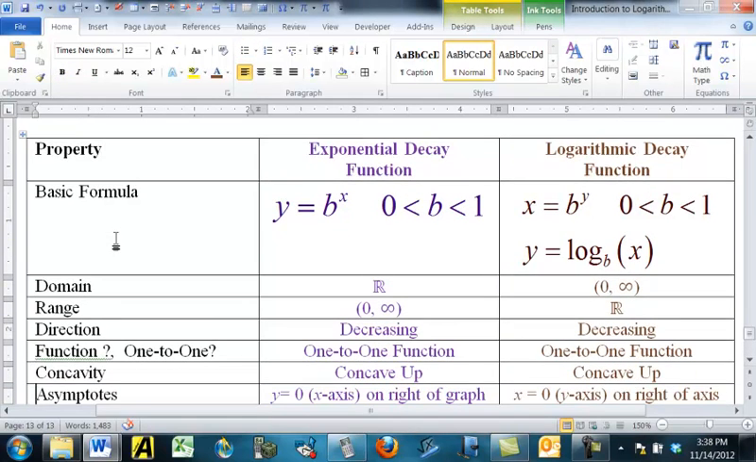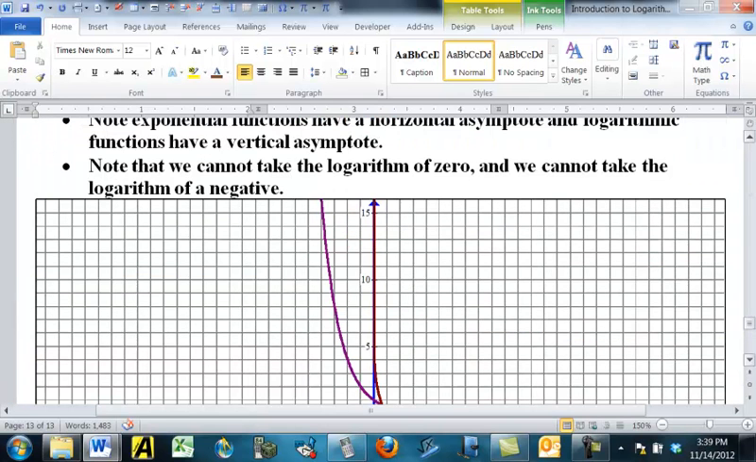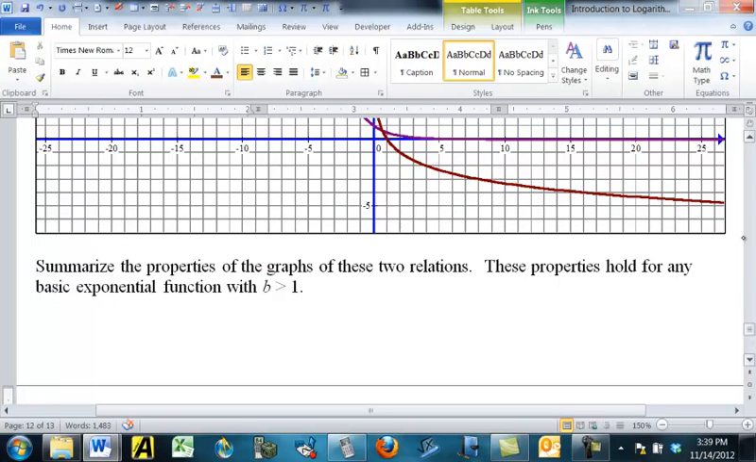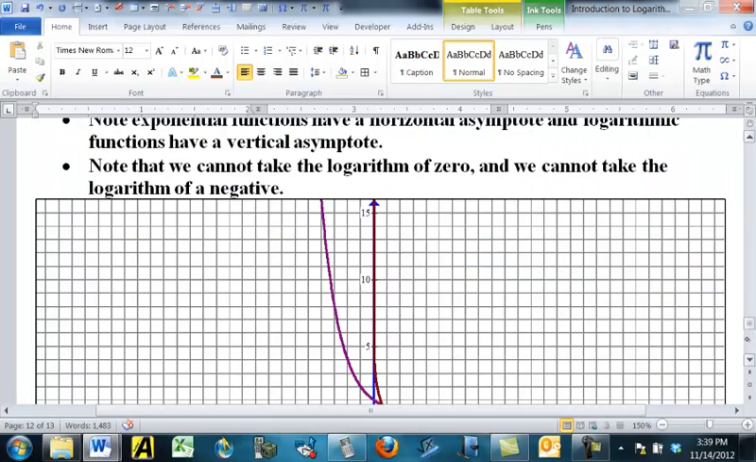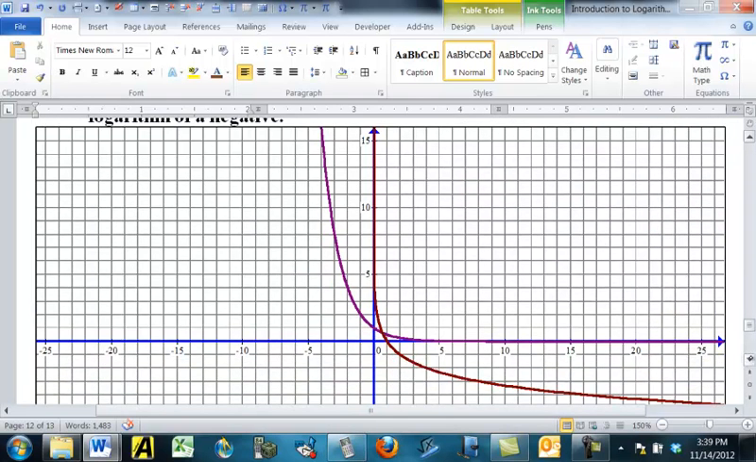Alright, so let's see where we are. Notice that they're decreasing, both of them. They're still both one-to-one functions, and in this case they're both concave up, as you can see from the picture. Concave up, decreasing. In fact, their shapes are very similar. Of course, they're congruent shapes. They're just reflected over the line y equals x.